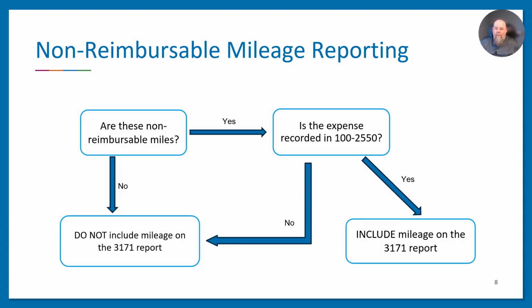So you say, are these non-reimbursable miles? And if they're not, say no, then you would not include them on your report, right? But if you say, yes, they are non-reimbursable miles, well, then the next question you have to ask is, did I record these expenses in 125.50? If you did, then you would include them on the mileage report. If you did not, then you go and take a left-hand turn there and do not include them on your mileage report. Hopefully this helps a little bit in explaining this.